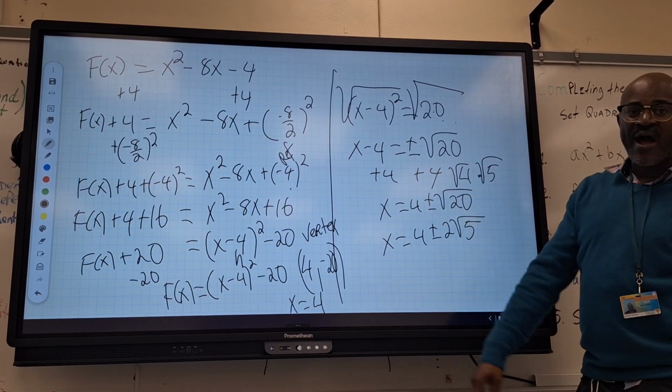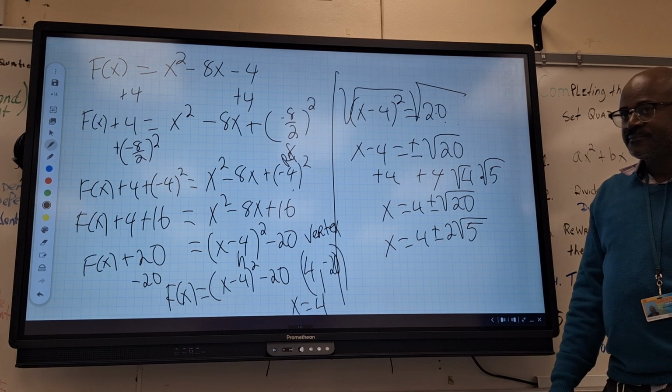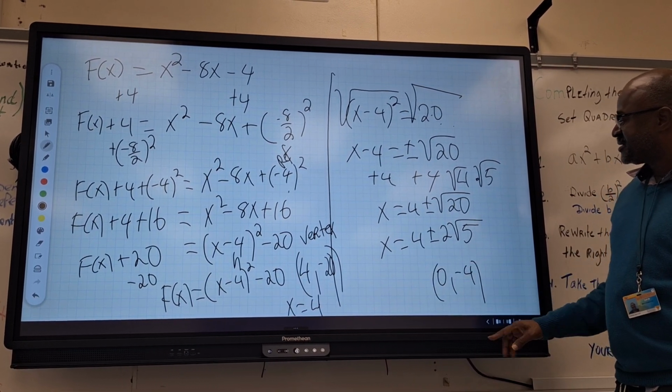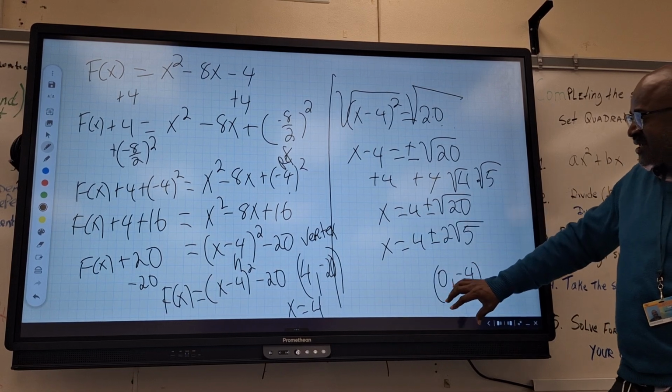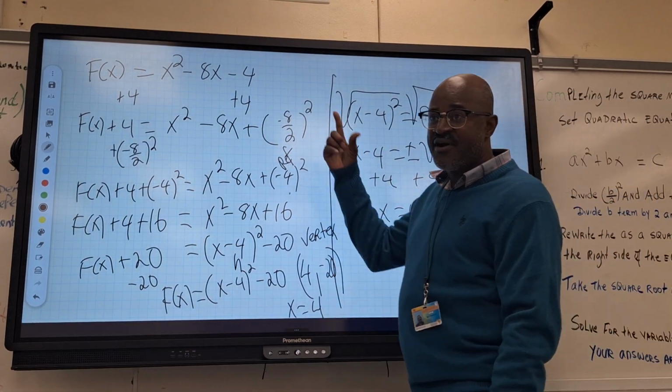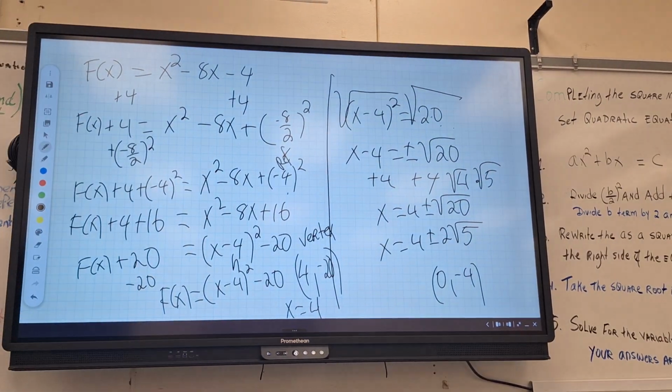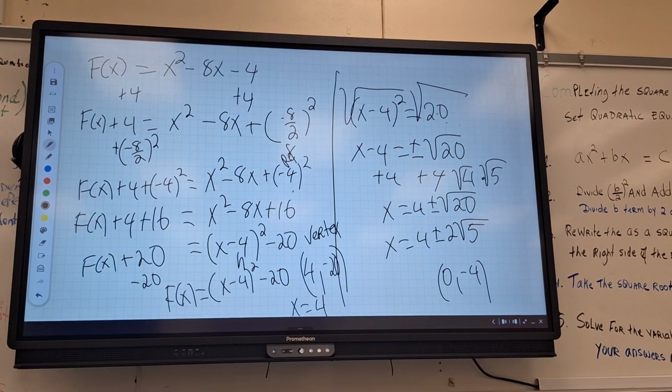And what will have been the y-intercept? 0, comma, negative 4. See, this is your x-intercept, your y-intercept, your vertex. The only thing you're ready to do is to graph it, then you're done.